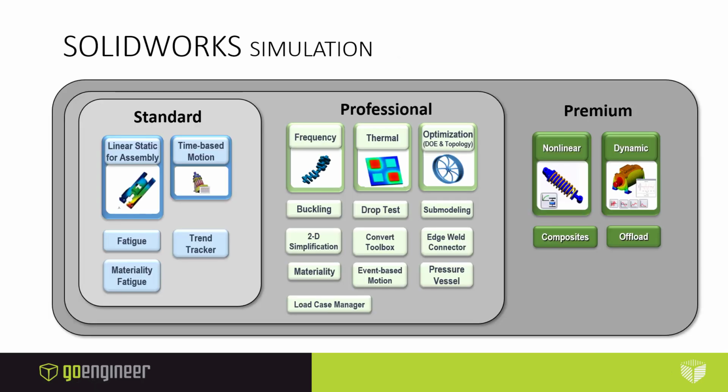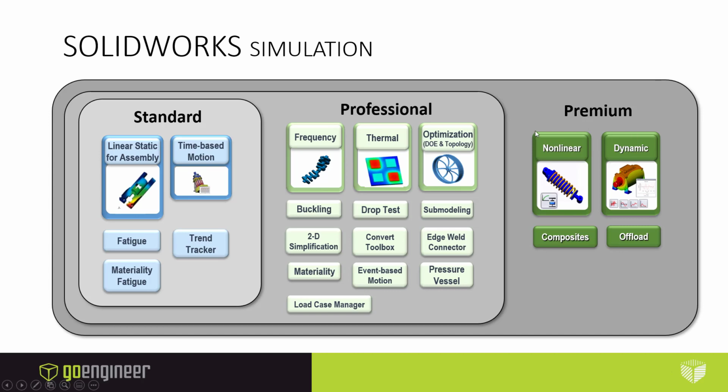The different SOLIDWORKS simulation packages offer a wide breadth of functionality. Simulation Standard gives you access to the static analysis tool, which we're going to use quite a bit today for running structural analysis and calculating stresses. In the Pro tools, you have access to vibration and thermal studies. One of those studies we'll be using quite a bit today as well. And then all the way up, Premium gives you access to more vibration and some nonlinear tools.